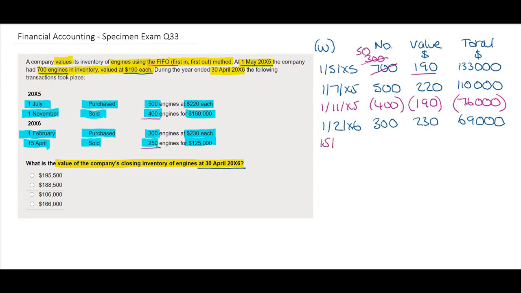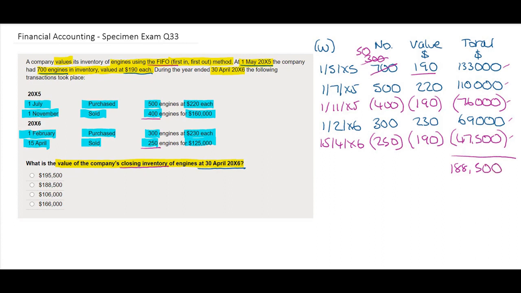And so on the 15th of April, x6, we've now sold 250. Cost is 190. And so the total value of cost will be $47,500. In order to work out our closing inventory, we will then add up this list, taking our opening inventory, the additions, and taking off the sales throughout the year, and that will leave us with a value at the end of the year of $188,500. Looking at the options that we have available to answer, we can see that our second option is the correct answer.